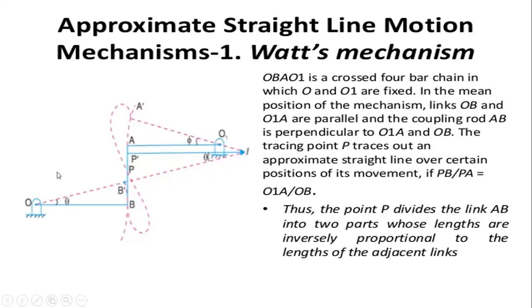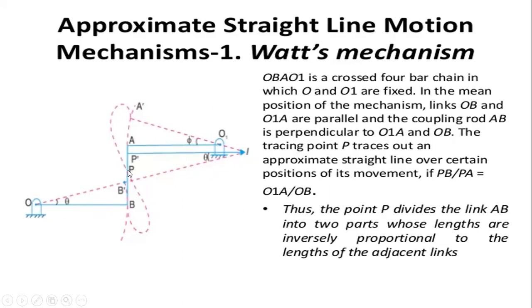And if PB by PA is equal to O1A by OB. So these are the conditions to be satisfied. As in the earlier slide also, if a straight line has to be traced from these points, the condition to be satisfied here is PB by PA is equal to O1A by OB.